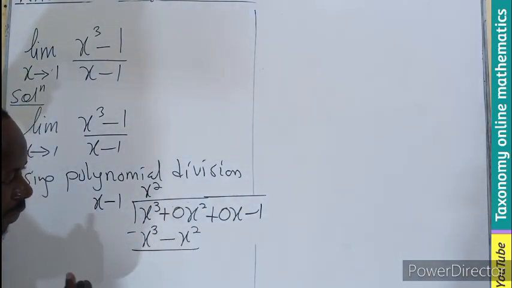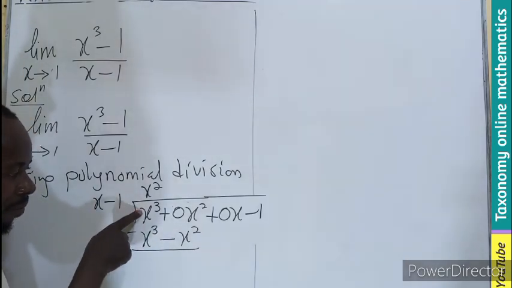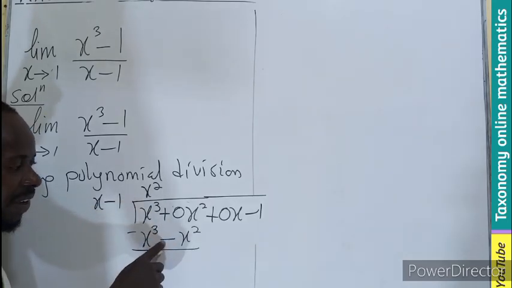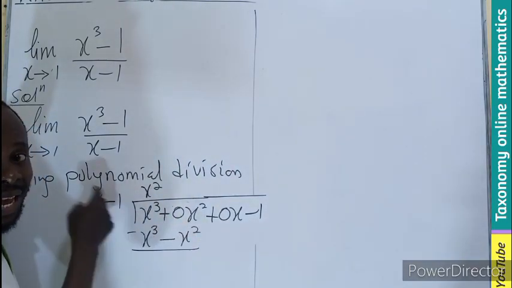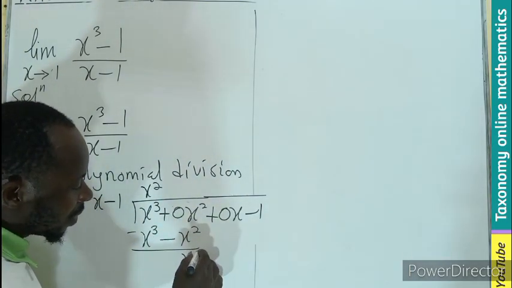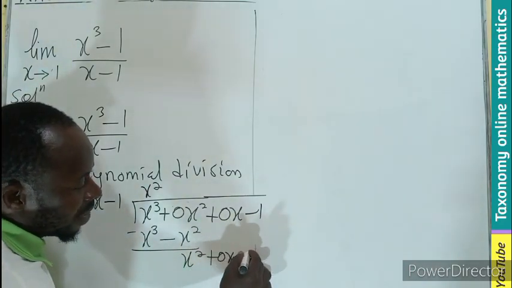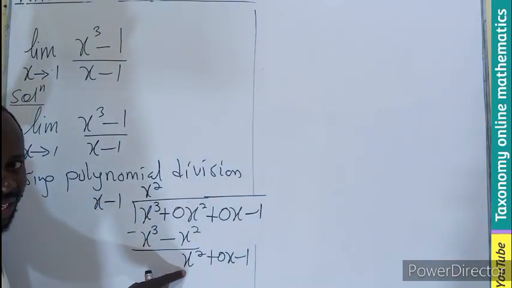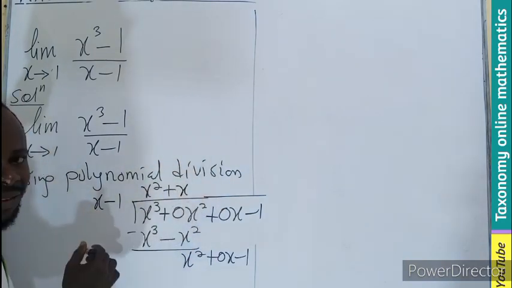I think our board is not going to be enough for this area, but let's see. If you subtract, because of this negative, this will give you 0 because they have the same power. Then negative becomes positive. So 0 minus negative x squared will give us x squared. Then we drop down our 0x there. Then now the x goes here again to divide, and dividing here will give us only x.